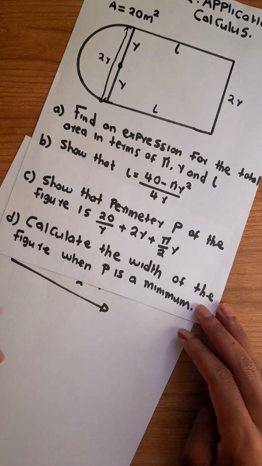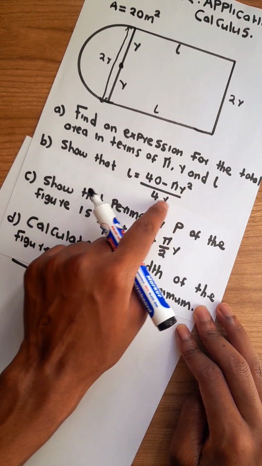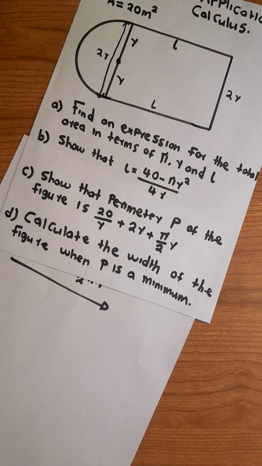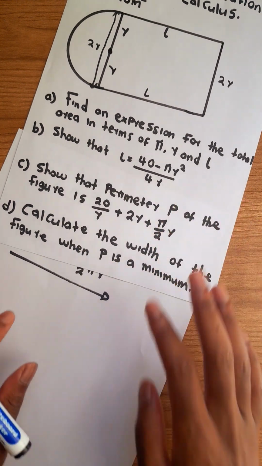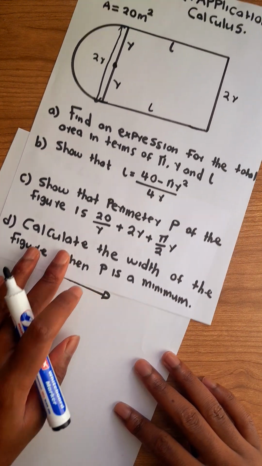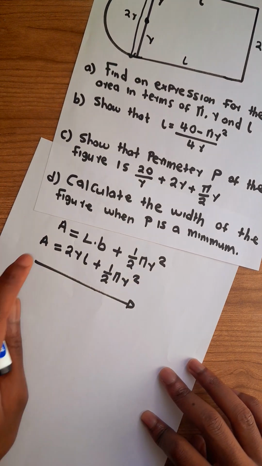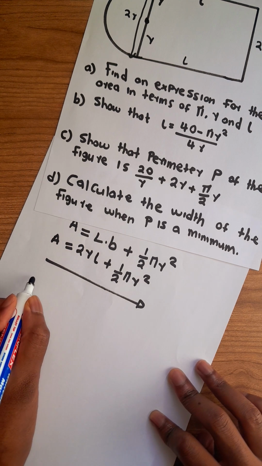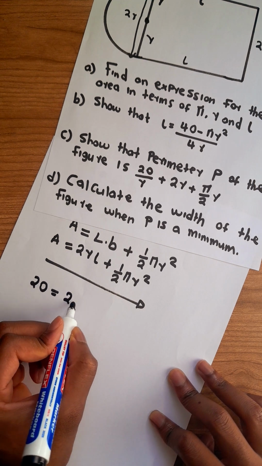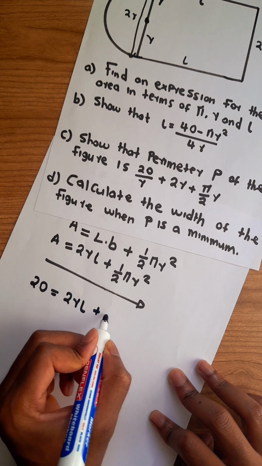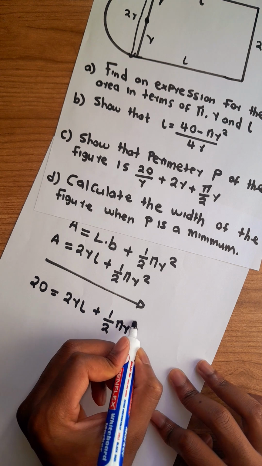Do not panic. So they want us to show that the length of this expression is given by this expression. So how do I do that? Well, this is what you need to do. I'm going to say, okay, I know that the area is actually 20 meters squared. And this is my area, right? So with this area, I'm just going to put 20. And then I just want to copy the whole thing. So I'm going to say 2rL plus 1 divided by 2 pi r squared.